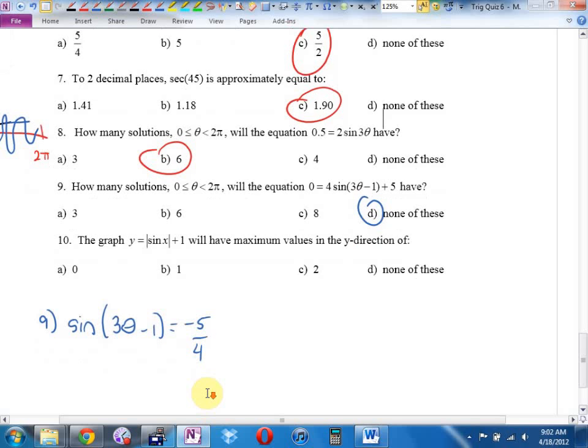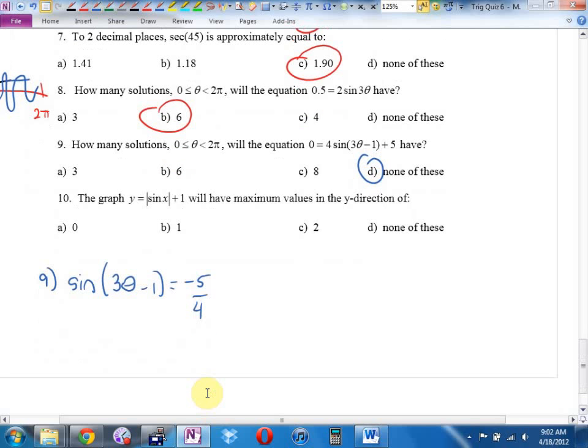And number 10. The graph will have maximum y values in the y direction of... Well, let's see. The first thing I see is the sine graph, which looks like this. But then they took the absolute value. So the absolute value would look like that.